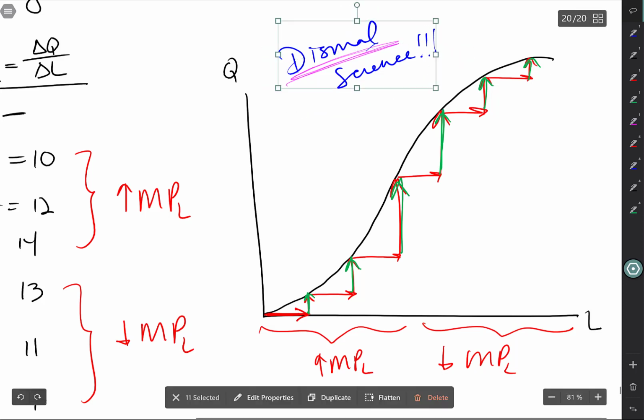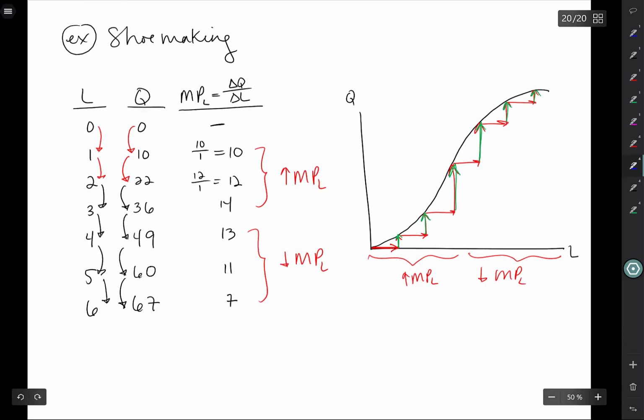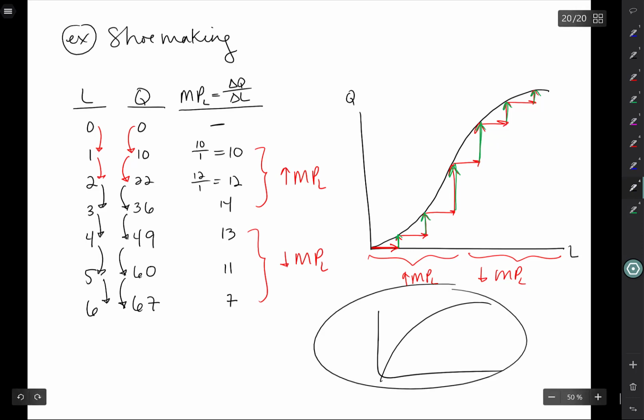Let me delete this so we can focus on this. Notice that initially the slope is getting steeper, but eventually it's flattening out. This is another type of production function, compared to the previous one that immediately kicked into diminishing returns. Some production processes immediately kick into diminishing returns. Some have initially increasing returns, but always eventually decreasing or diminishing returns. Always, always, always.